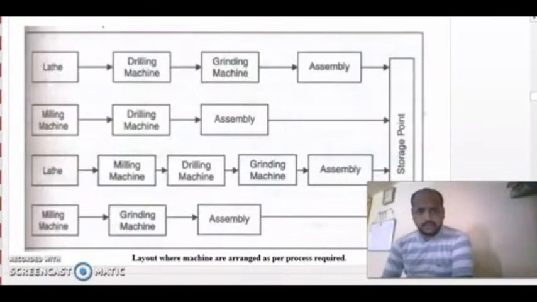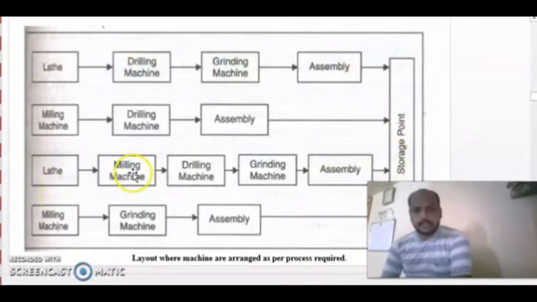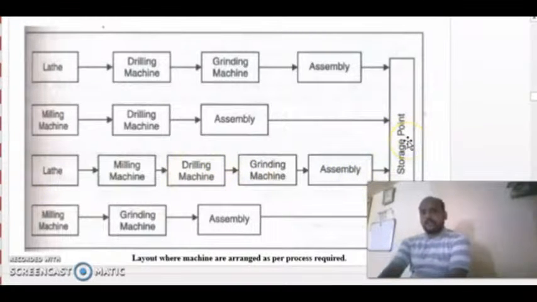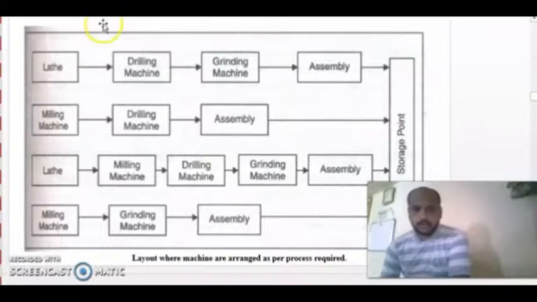Now let us see another process layout. You can see here. Now this is a simplified and schematic process layout. Lathe machine, then drilling machine, then grinding machine, then assembly, and then storage point. Similarly, lathe machine, milling machine, drilling machine, grinding machine, assembly, then storage point. So machines are arranged in such a way that group of components will be subjected to same type of manufacturing operations. So component from lathe machine, it doesn't need to travel from this point to this point.